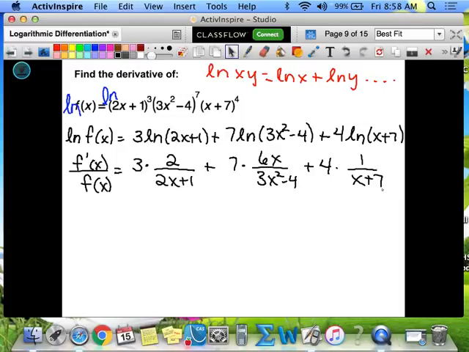So far so good? Can I cancel those 2's? No. My goal is to get the derivative by itself. The good news is the same exact thing happens here every single time. I've got to multiply by this denominator, right? Can we not distribute the constants? I'm going to do that.